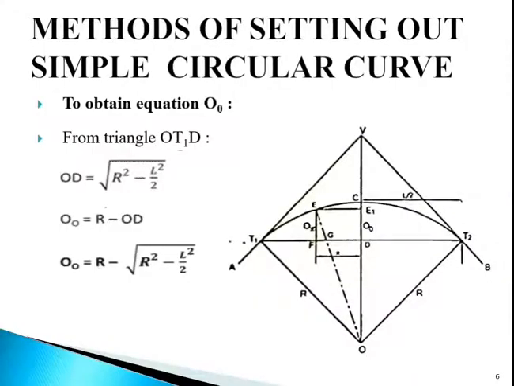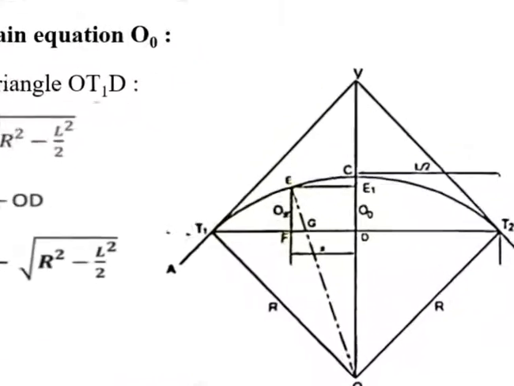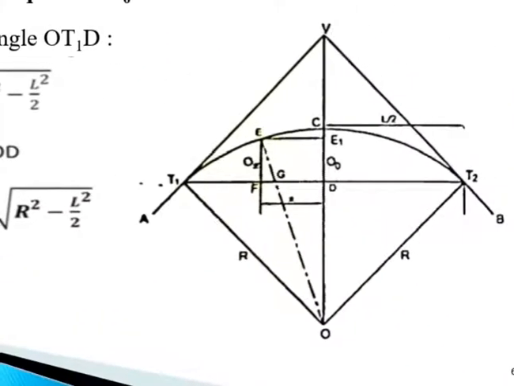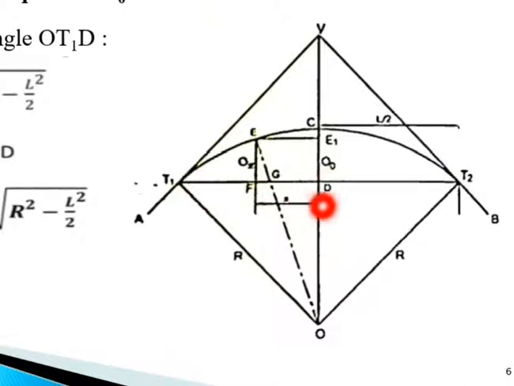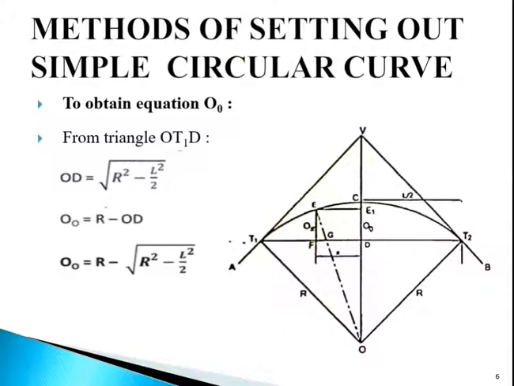Okay, to obtain O0, from triangle OT1D, OD is given by the square root of R square minus L square by 2 (the whole squared under the root), and as we can see in the image, O0 is equal to R minus OD. So the value of O0 will be given by R minus the square root of R square minus L square by 2. This is the required equation of O0.